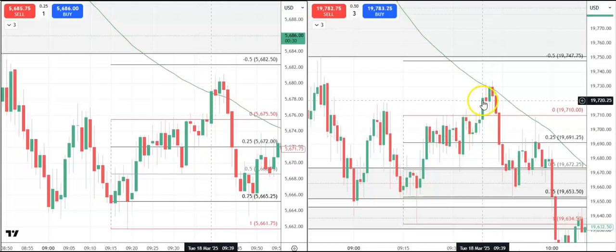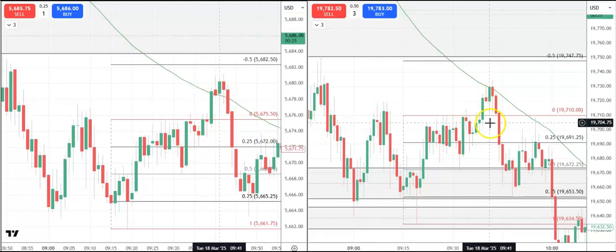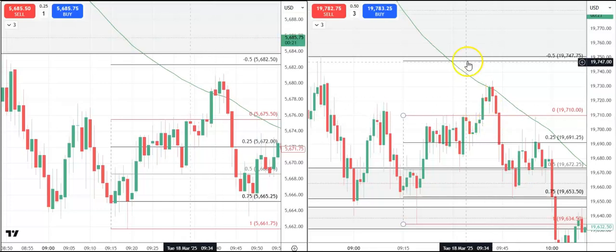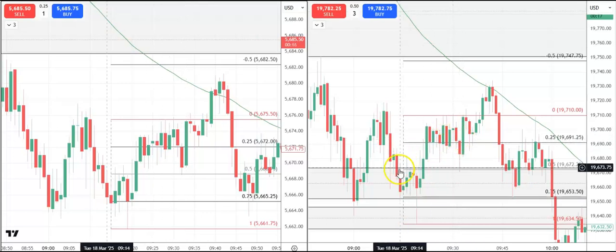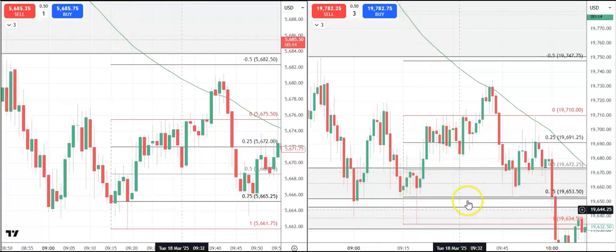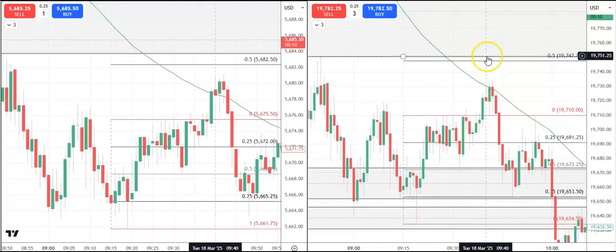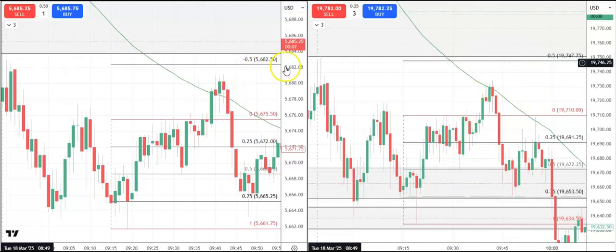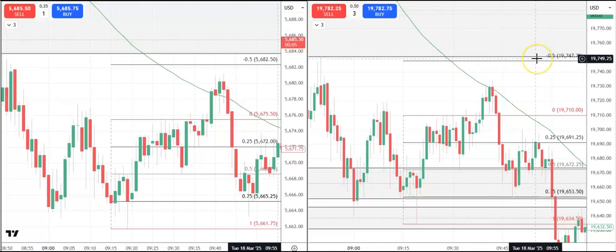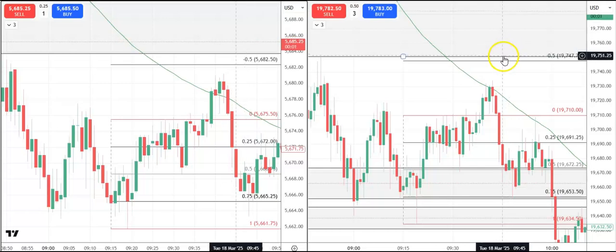So you can see here, I'd look at this as a possible continuation. We got bullish inefficiencies down here we're bouncing off, and I would be aiming for up here, that 50% projection, or the bottom side of this bearish inefficiency.